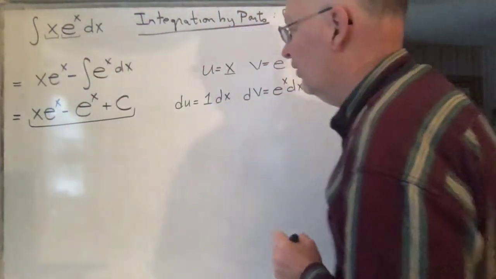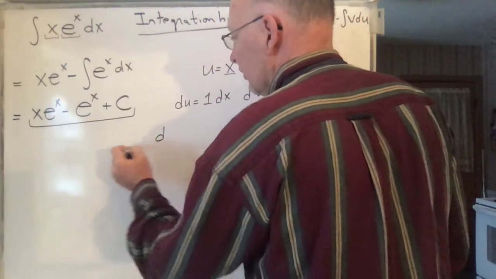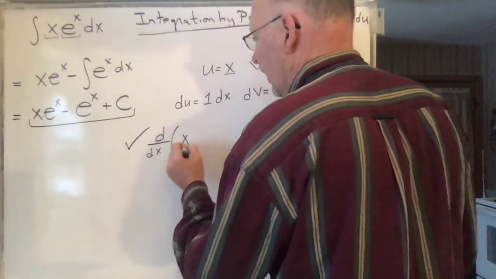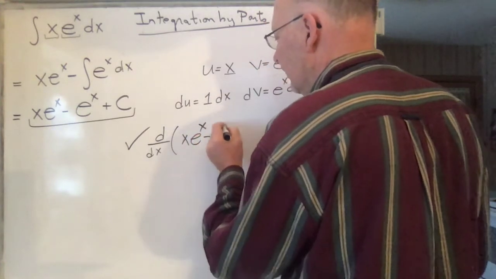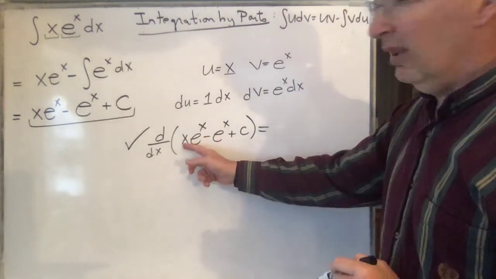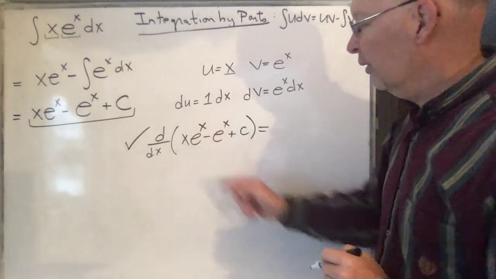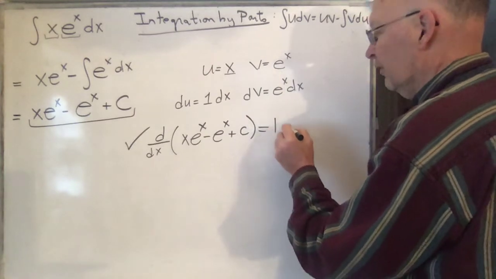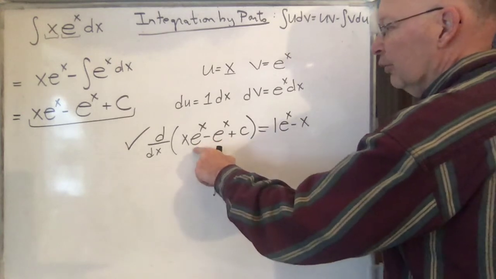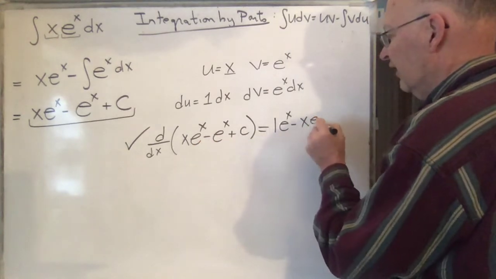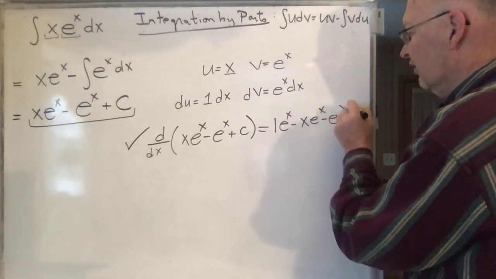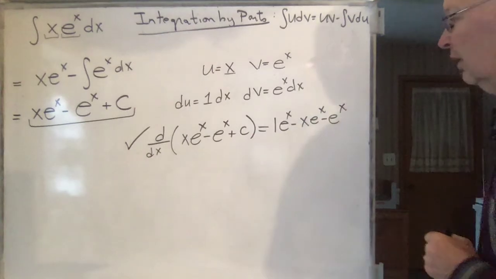If you ever want to check it to make sure you're right, let's take the derivative of x e to the x minus e to the x plus c and see what happens. First of all, I have to use a product rule here. The product rule says you take the derivative of the first times the second plus the first times the derivative of the second. The derivative of e to the x is e to the x. And then what's the derivative of this thing? It's going to be negative e to the x. And the derivative of c is 0.